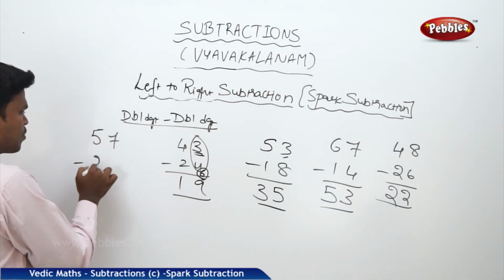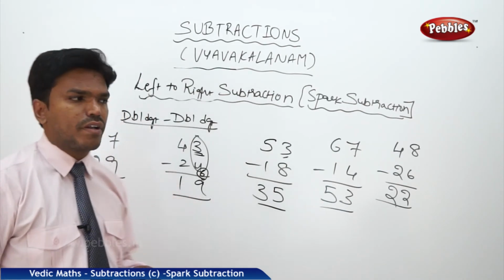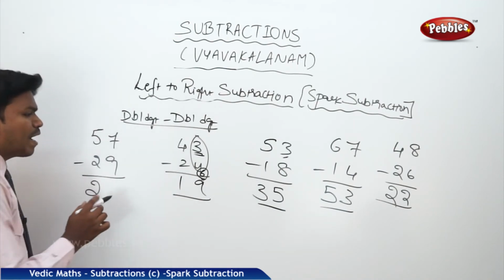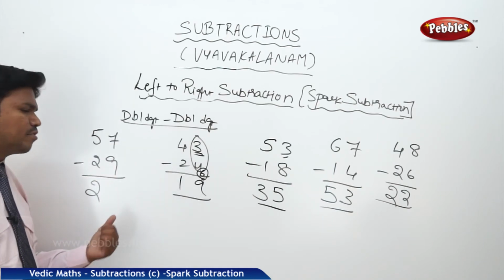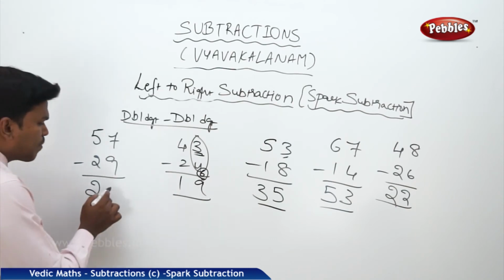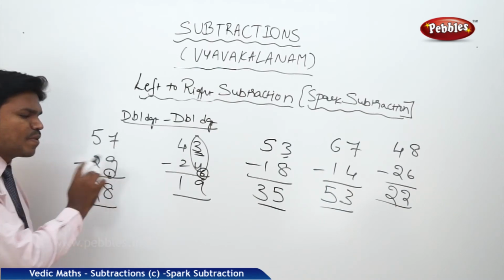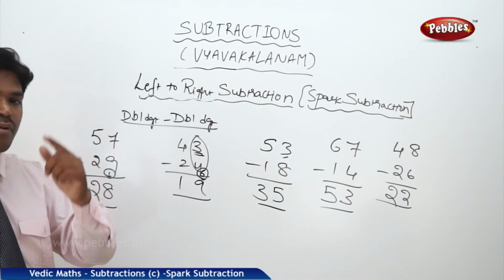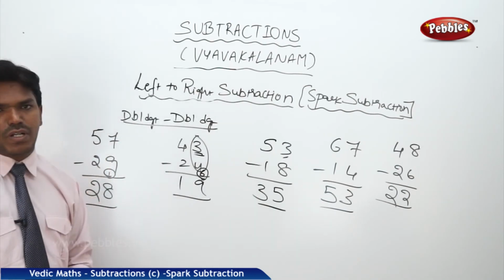57 minus 29. I want to subtract 29 from 57. What is 5 minus 2? 3. But 2. Why? Because mismatch. Now this is mismatch, so 7 minus 9 is not possible. So 7 add to the below number complement, that is 1. So 7 plus 1 is 8. 9's complement is 1 only, right? I am directly adding that 1 without writing the complement. I am just keeping the complement in mind and adding to the above number, so that I will get the answer as 28.